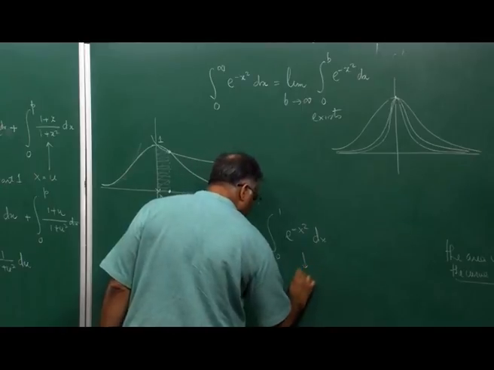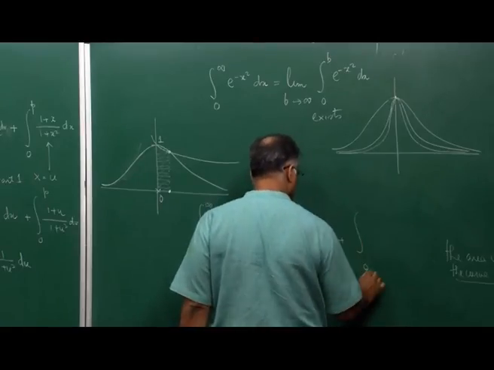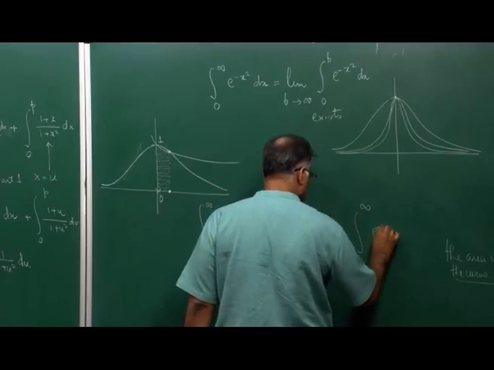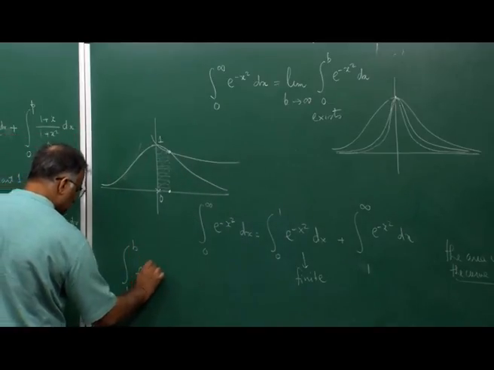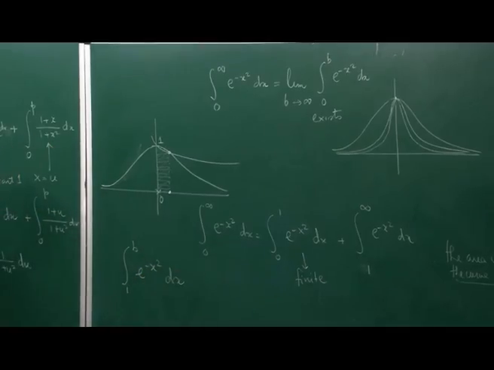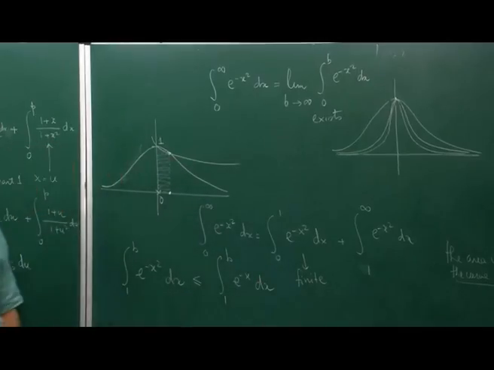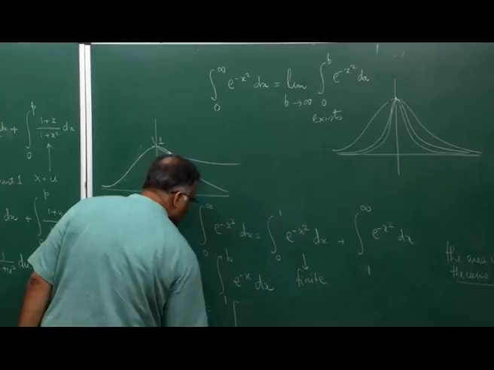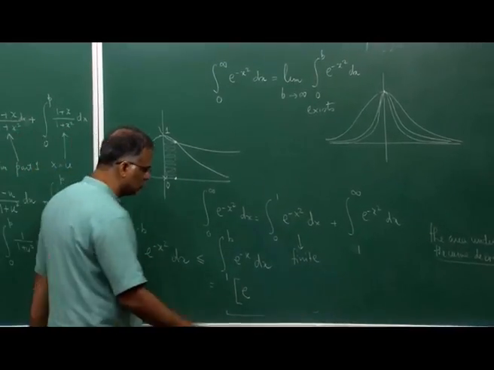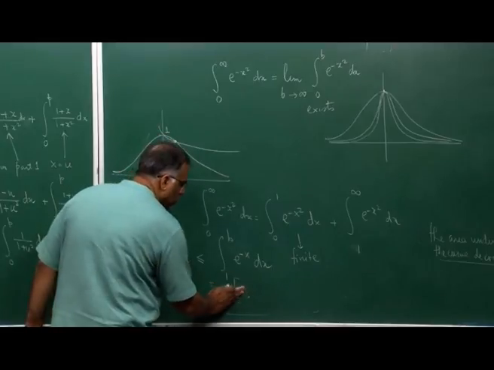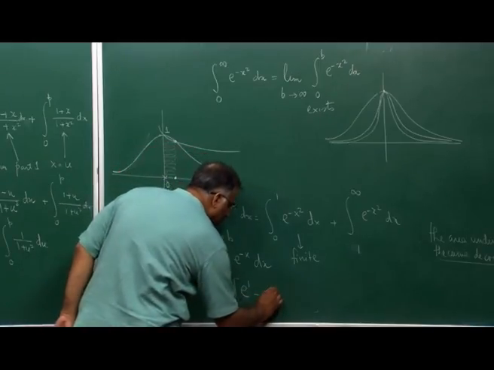So, this I already know as finite, plus I will look into this. So, now let me look into this integration. You again know from the graph that this is nothing but, so what is this? What is this integral? So, it will be e to the power 1 minus e to the power minus b, that would be the answer.